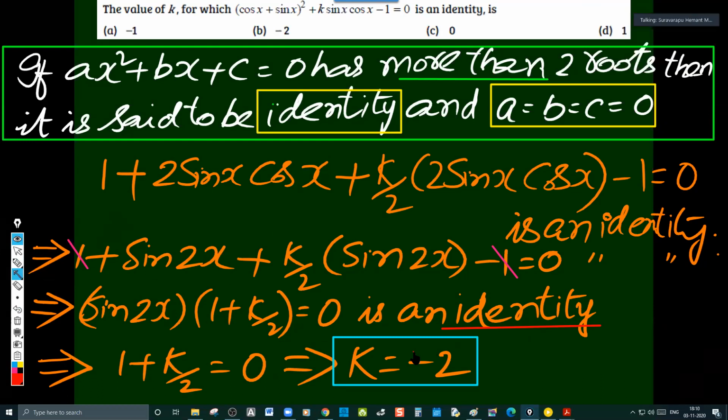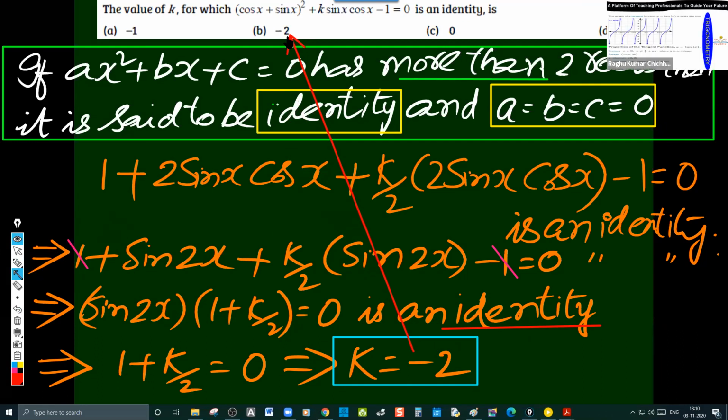Yes, sir. So in some higher level questions, it will be like this, so understand the meaning of identity. Identity means whatever the roots a polynomial equation has, it will have more than that. Then it is said to be an identity.